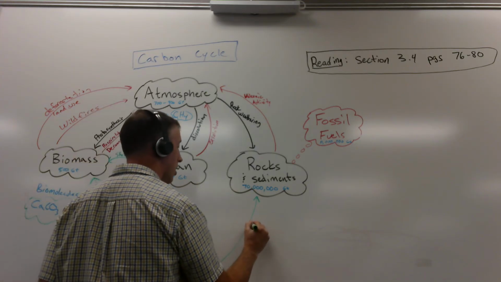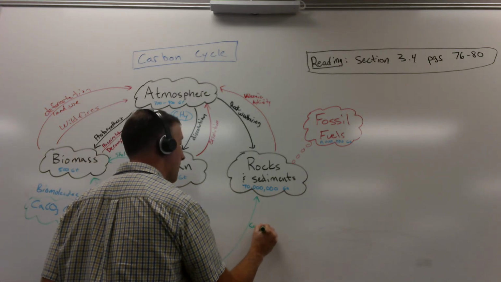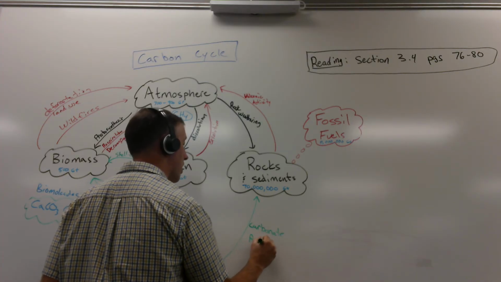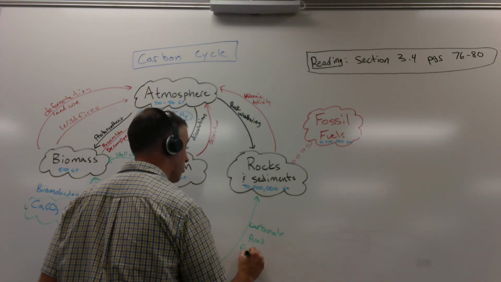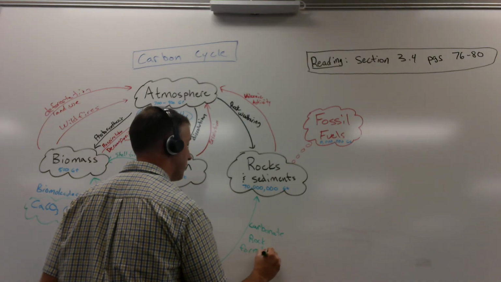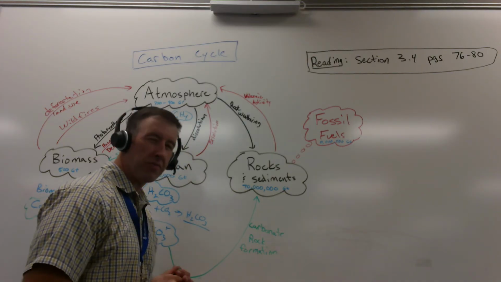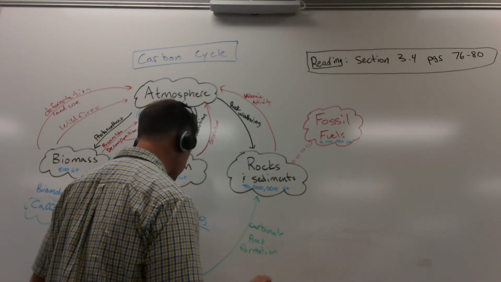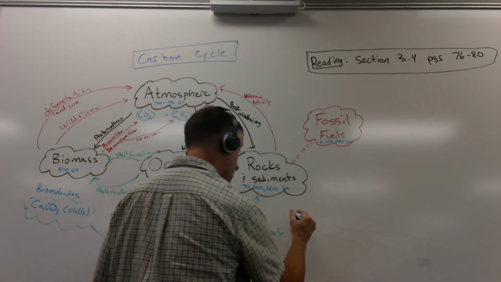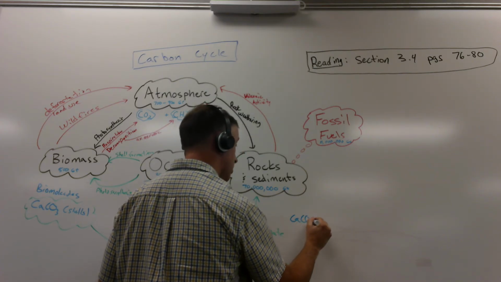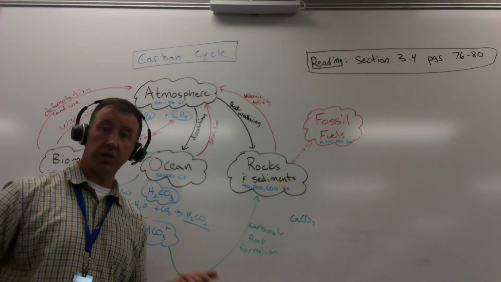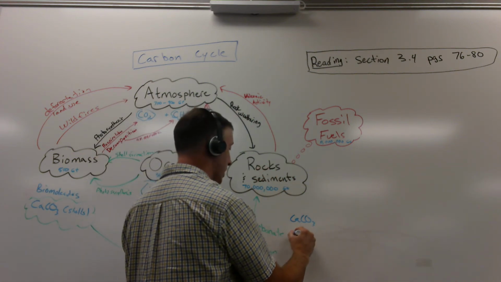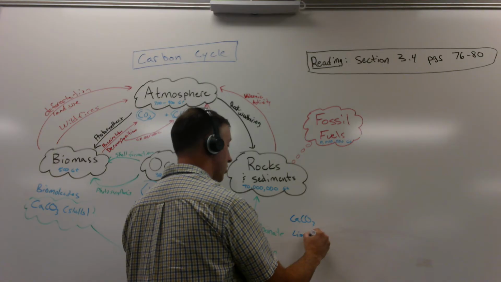And this is what we call carbonate rock formation. Probably the most common type that you would be familiar with is calcium carbonate, which is the same chemical composition as seashells, but when it's in its rock form, we often refer to it as limestone.